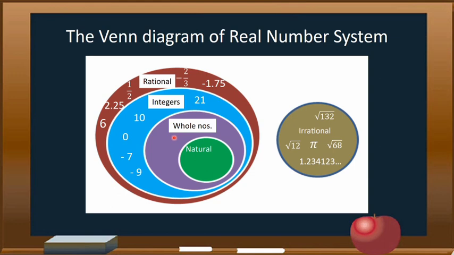Then, whole numbers are also a subset of integers and a subset of rational numbers. So what are the examples of whole numbers? So we have 0, 34, 27, 18, and 5. And natural numbers or counting numbers are subsets of whole numbers. So what are the examples of natural numbers? So we have 1, 2, 3, 4, and 5. So these are examples of natural numbers. And of course, natural numbers are also called counting numbers.